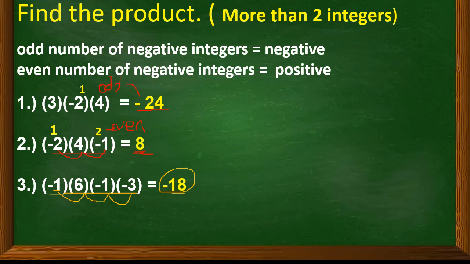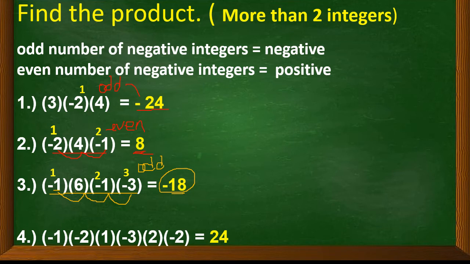Now let's count the negative integers. So we have 1, 2, and 3. 3 is an odd integer. When we talk of an odd integer, meaning to say they are not divisible by 2. On the other hand, when we are talking about an even integer, they are divisible by 2.